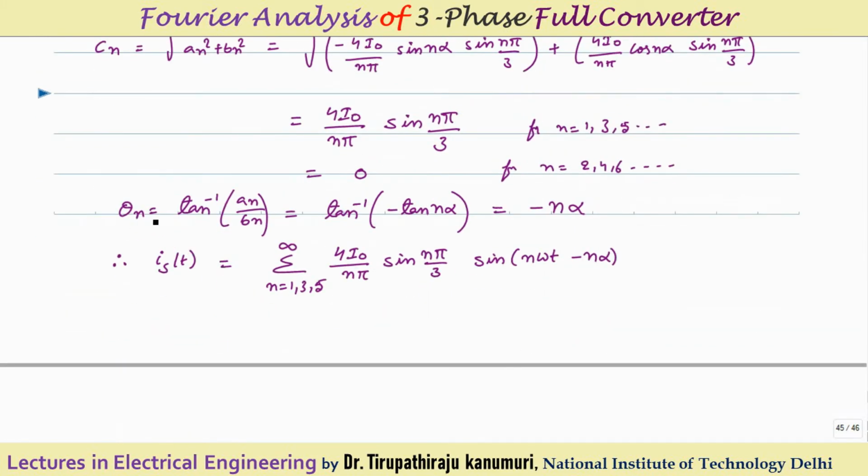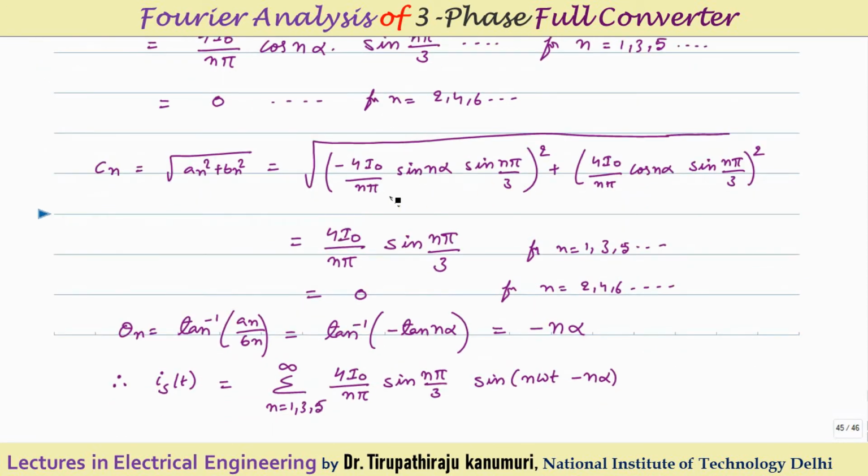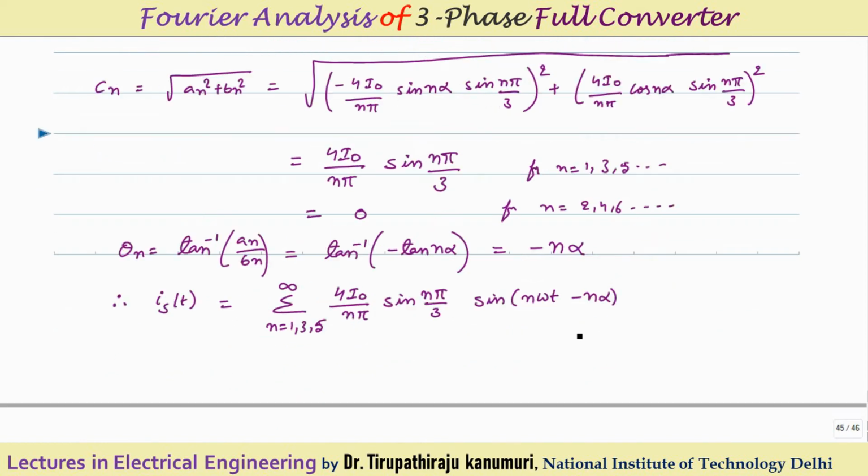So now I can calculate theta n, which will be equal to tan inverse of an divided by bn. So I can substitute the value of an and bn. When you substitute, this is my value of an, this is my value of bn. Whichever common terms are there, that will cancel. The only terms remaining are minus sin n alpha and cos n alpha. So this will be minus tan n alpha. So tan inverse of minus tan n alpha will be equal to minus n alpha. So that is my value of theta n.